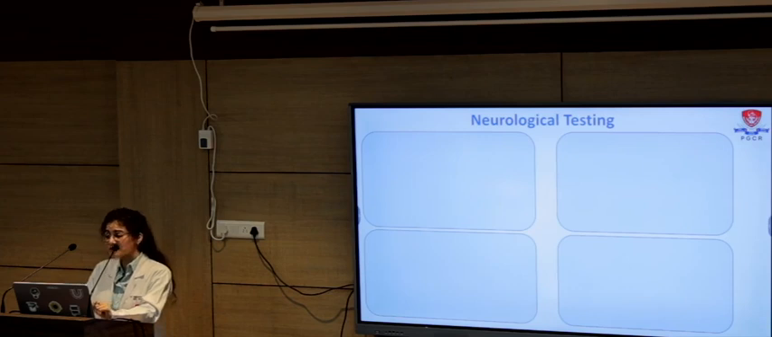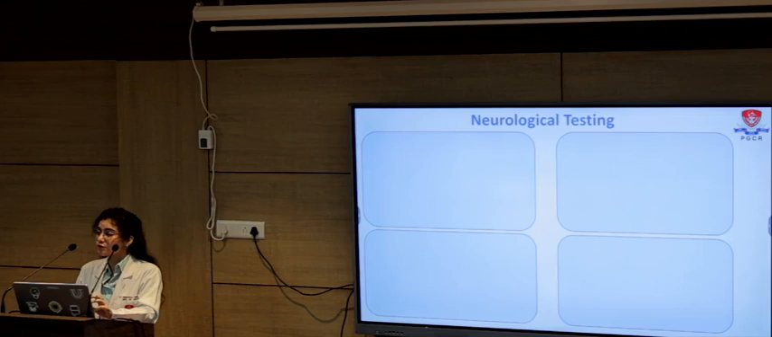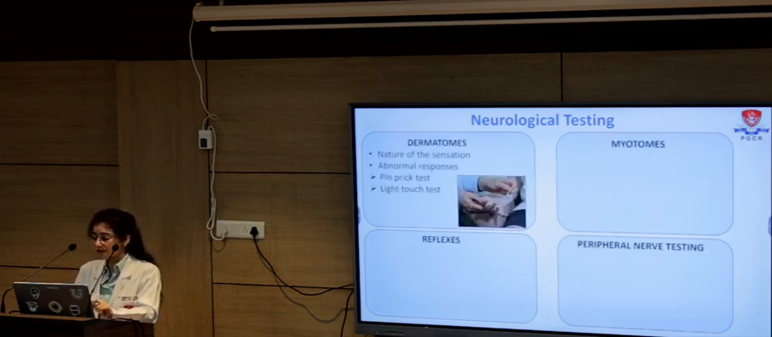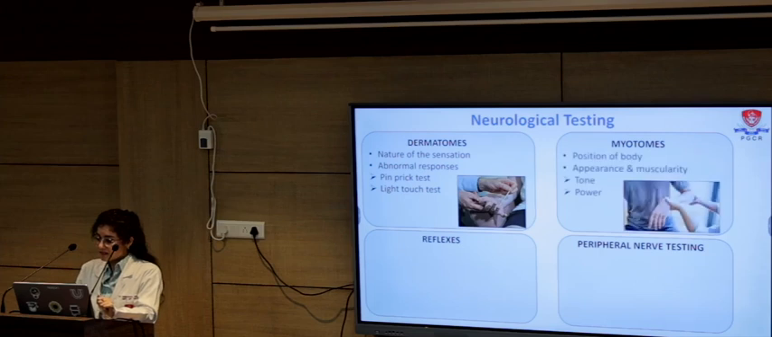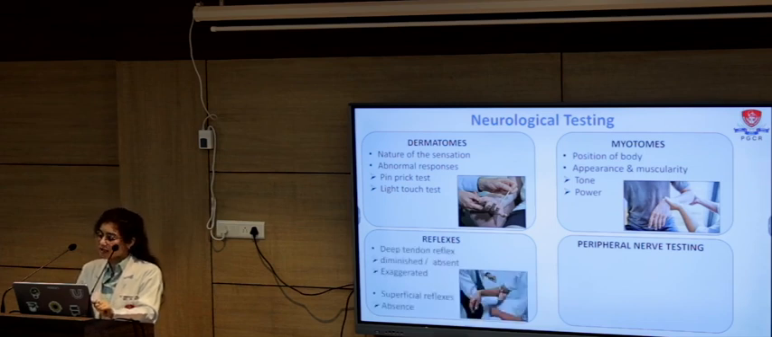Lastly, coming to neurological testing, this helps us to evaluate nerve involvement in sports injury. So this includes four main components. First, dermatomes, which are tested to check sensory responses using pinprick or light touch to detect abnormal sensation or loss. Second, myotomes to assess motor function, looking at the muscle strength, body position, and symmetry. Third, reflexes are evaluated through deep tendon and superficial reflexes.